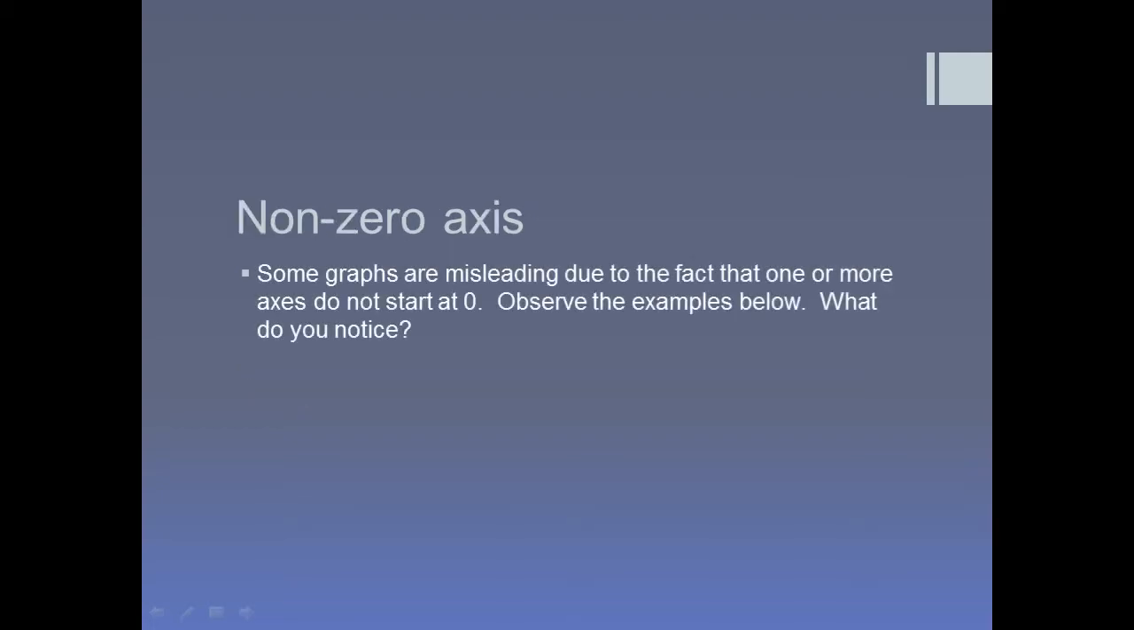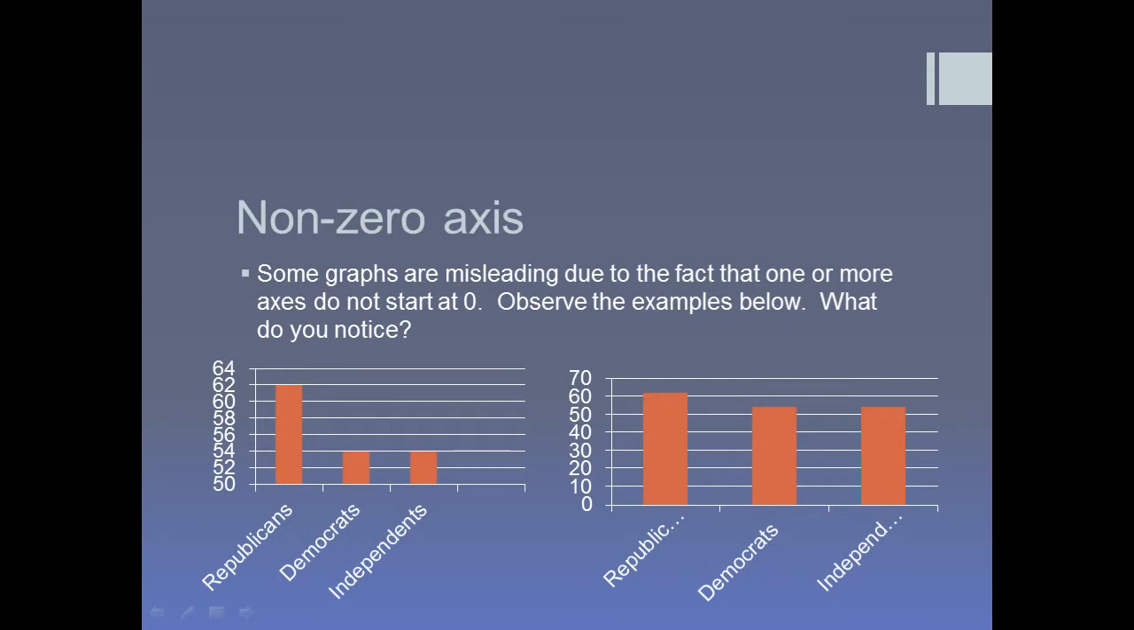First of all, let's talk about a non-zero axis, and some of the graphs that you'll see are misleading due to the fact that either one of the axes or both of the axes don't start at zero. Take a look at these examples at the bottom as I pull them up here, and let's see if you can come up with what is the main thing to look at here. And hopefully you've come up with the fact that, believe it or not, these are the exact same graph, and yet they look so different, mainly because of a non-zero axis.